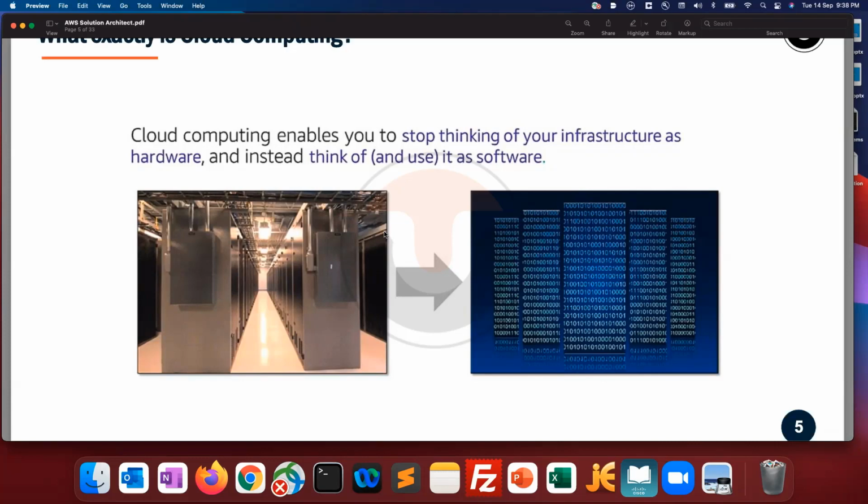So cloud computing enables you to stop thinking about your infrastructure hardware and instead think of it as software. Something similar to what we do with our mobile phones and data services. We are not managing the mobile infrastructure; we are basically using the mobile services by paying a subscription cost on a monthly basis. Similarly, for another example, we use Office 365 Outlook. Earlier, we were managing Exchange servers in our data center, but today, Office 365 is a cloud offering by Microsoft.